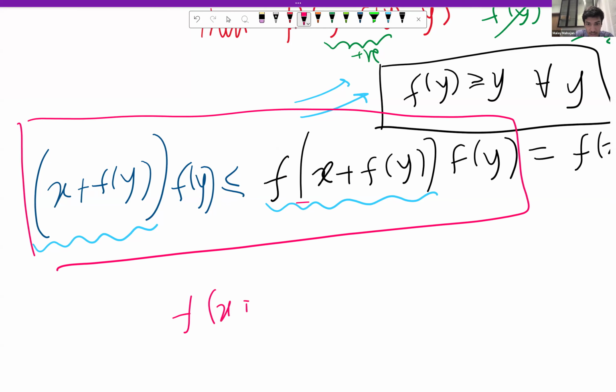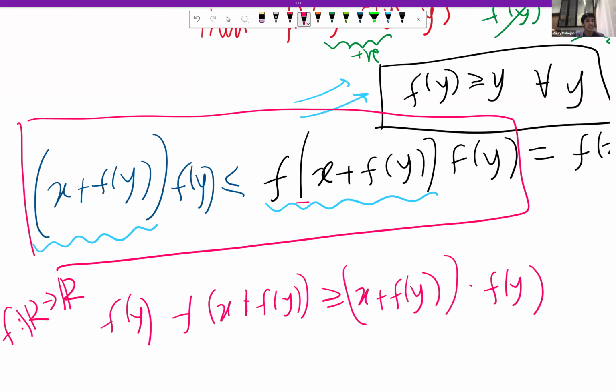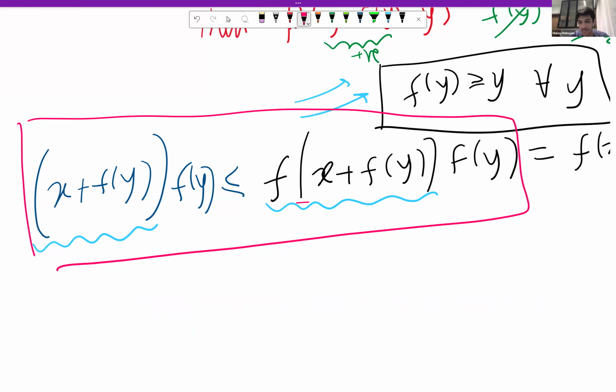Okay, I'll write again what I'm saying. f of x plus fy is at least x plus fy. And now I multiply both sides by fy. The point is, as you know, this won't be true if f is from reals to reals. If fy is negative, the inequality sign would in fact switch. So keep that in mind. In most cases this won't work over reals. And this is where the positive reals kick in, because you can multiply and so on.